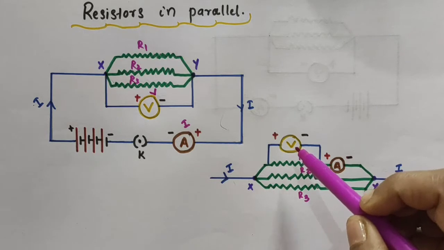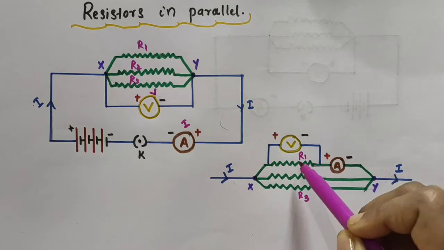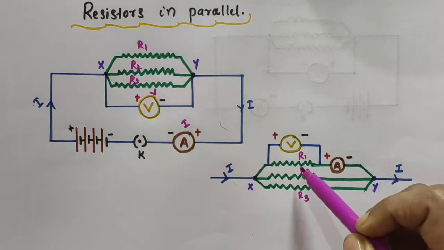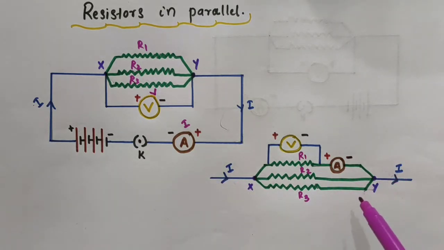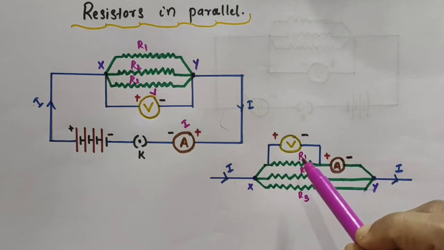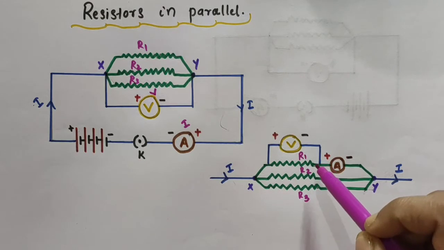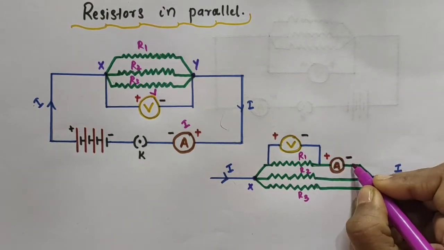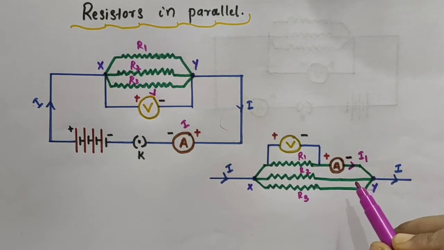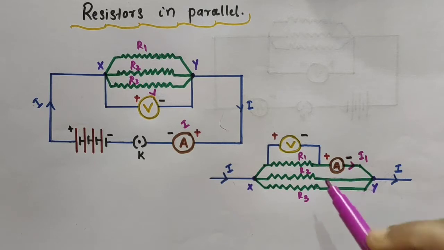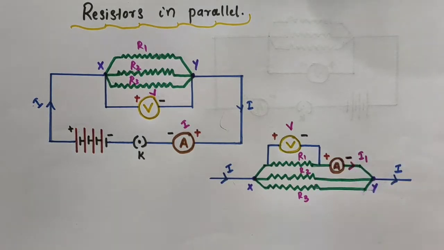So this voltmeter will give us the potential difference across the first resistor, and this ammeter which is connected in series with the first resistor will give us the current through the first resistor. Alright, so I is the total current flowing through the whole circuit, and this ammeter will give us the current flowing through this first resistor. So let I1 be the current flowing through the first resistor. And we know that the potential difference across R1 is V itself, which we have just discussed.